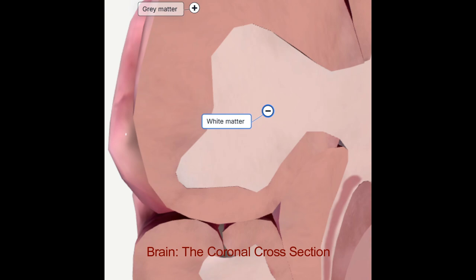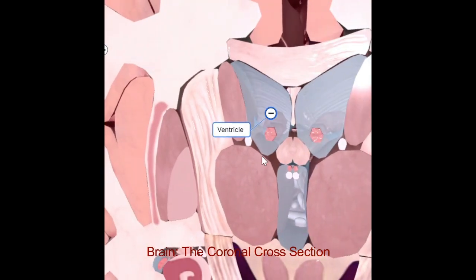From this, let's look at the ventricles. These are the ventricles. In our previous video, we saw that they are just spaces within the brain which contain cerebrospinal fluid. This cerebrospinal fluid serves as a cushion and shock absorber and aids in chemical communication between the neurons.